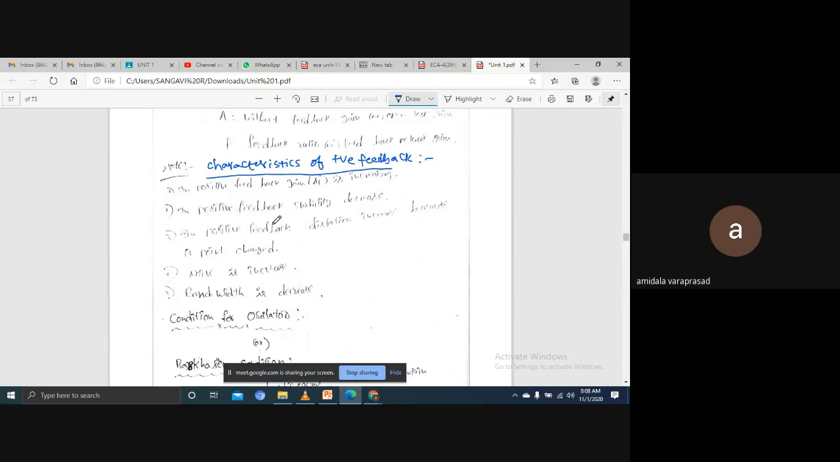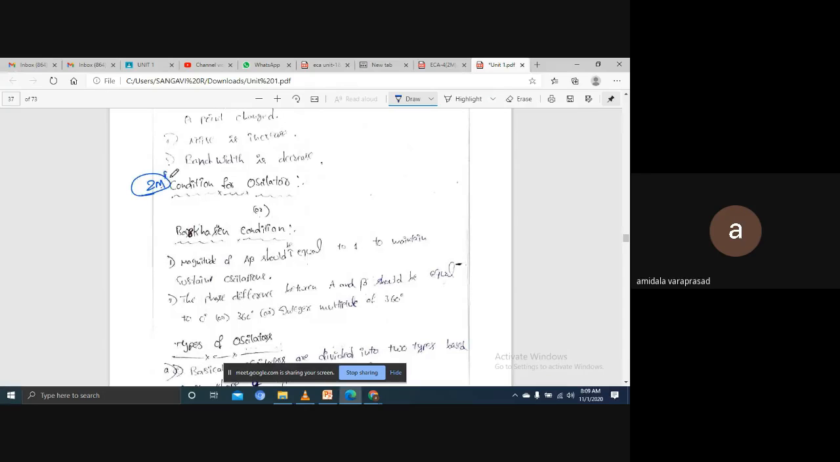Now this is very important for a 2 mark question. Condition for oscillator, or condition for oscillating the signal, or the Barkhausen condition. If they ask, the magnitude of A beta should be equal to 1 to maintain sustained oscillations. If you don't remember this, you can directly write mod A beta is equal to 1. If you write this directly, the answer is correct.